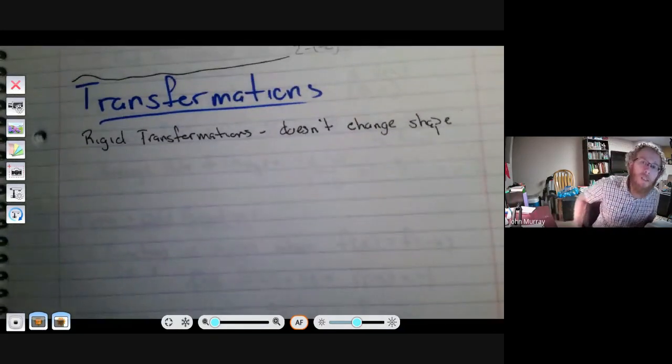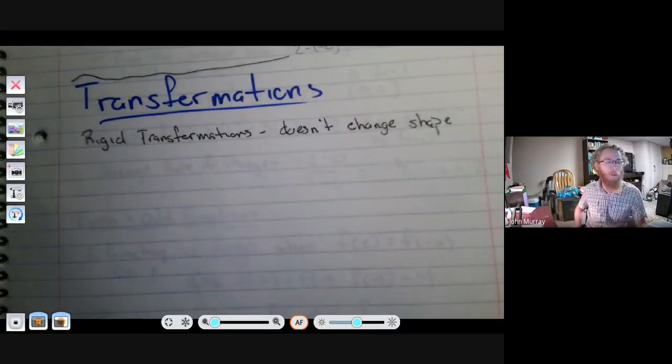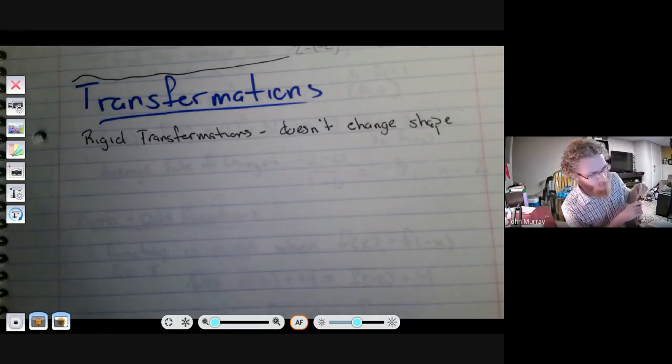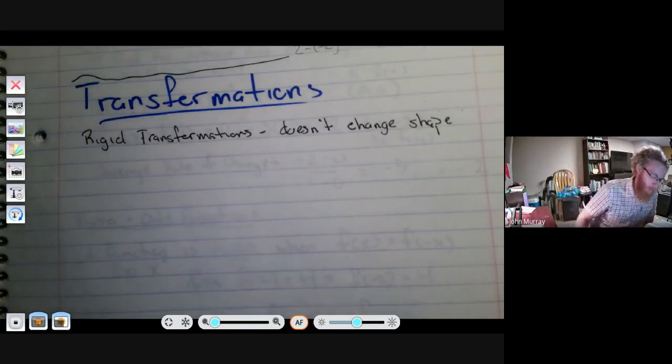A rigid transformation doesn't change the shape of what we're dealing with. Okay, so in terms of geometry, it would be a translation, a rotation, or a reflection. All right. Now, essentially, we're going to be doing most of those except really rotation. It's kind of hard to rotate a graph. All right, but it's real easy to reflect it and to translate it.